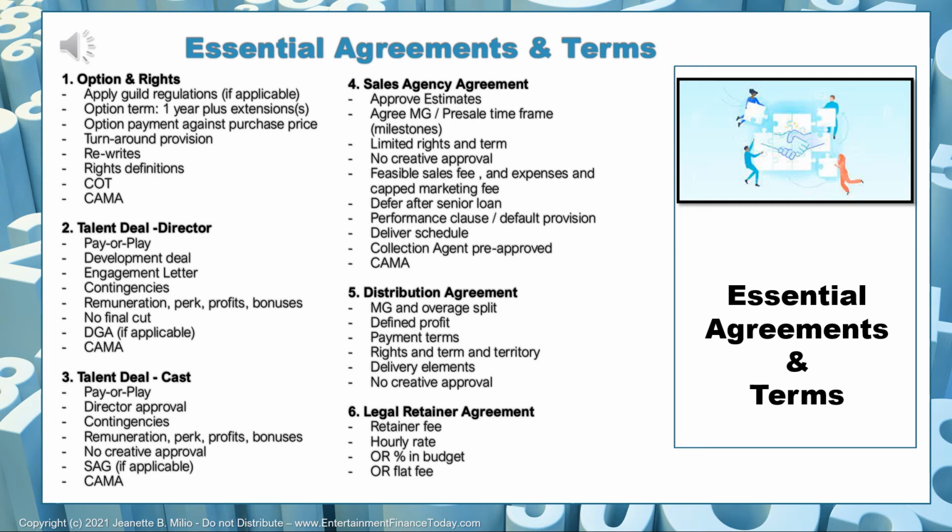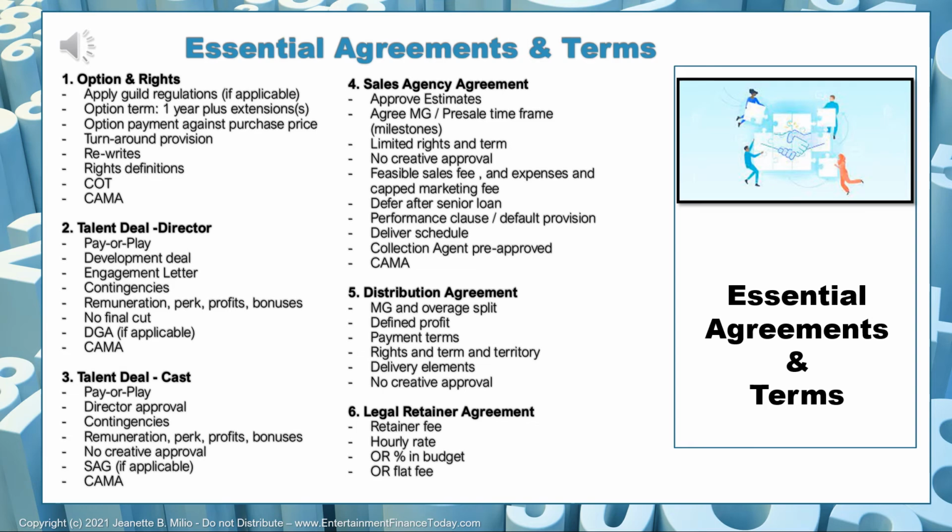We want to make sure that the sales agent has no creative approval right. Of course, we want industry standard feasible sales fees and expenses to be applied. We might have to ask the sales agent to recoup their expenses and sales fees after the senior loan has recouped, if that is a requirement of the senior lender. We want to cap their marketing fees and expenses at a certain number, so maybe we say you get 1% expenses up to this amount and no more.